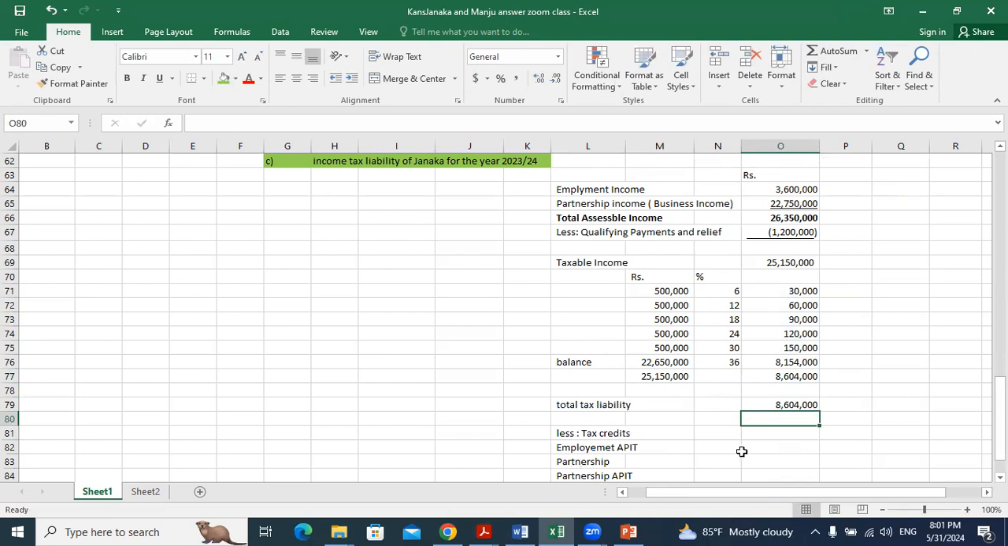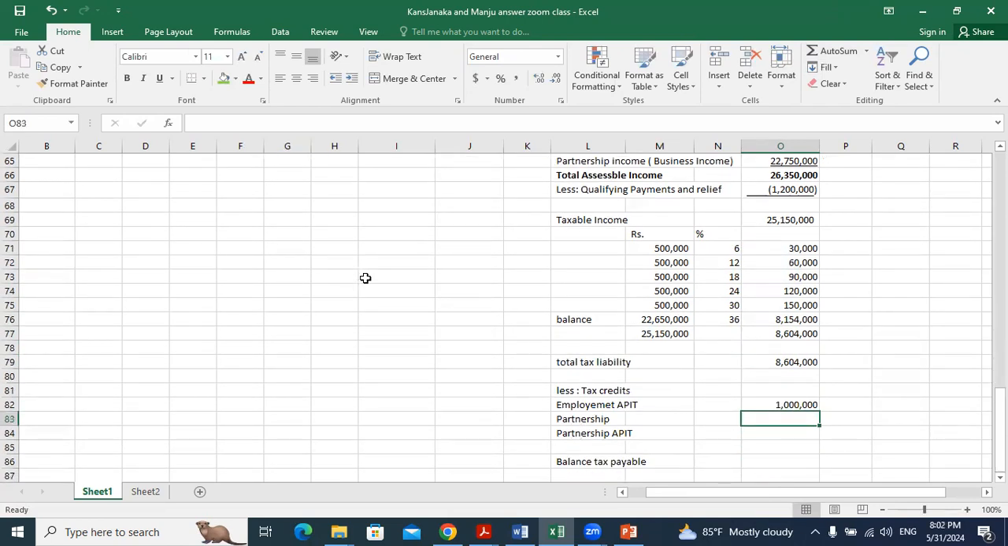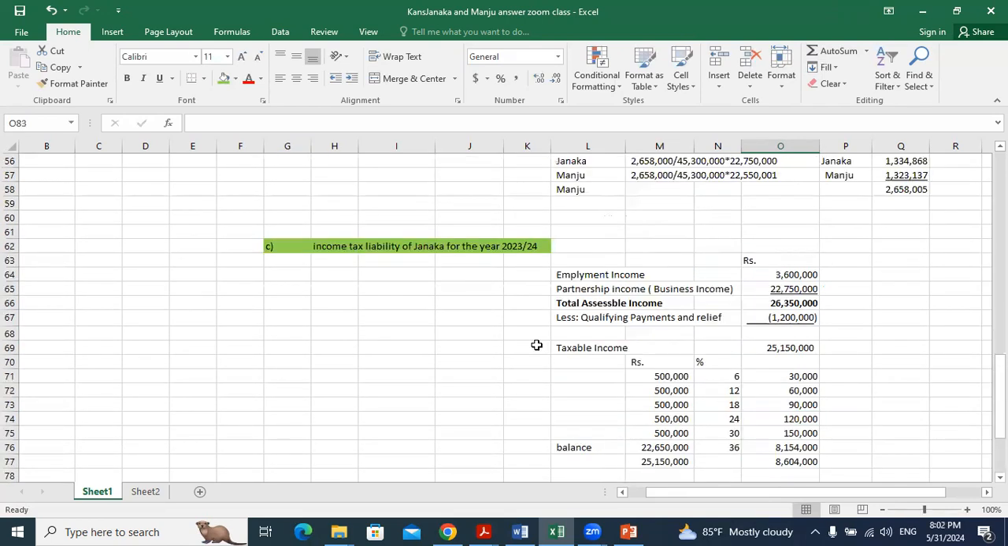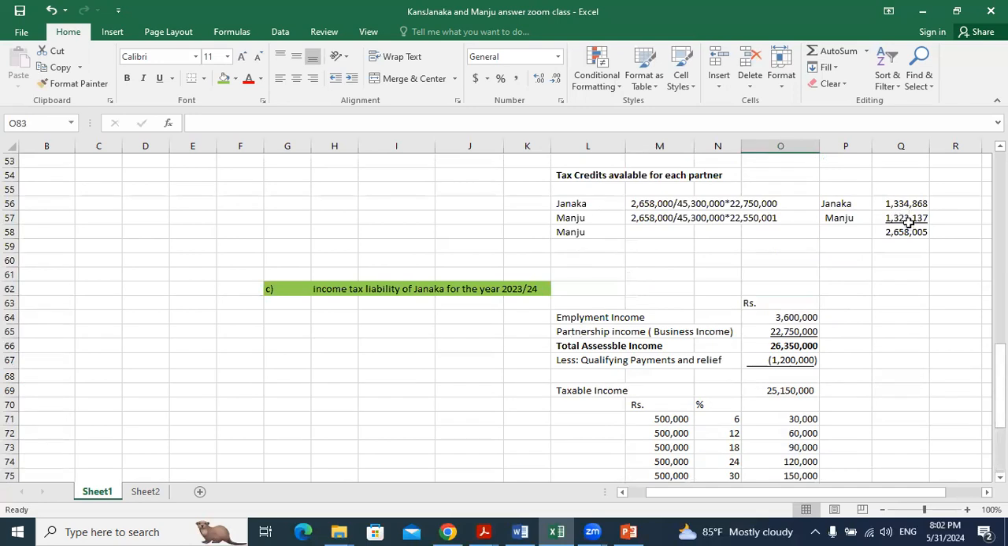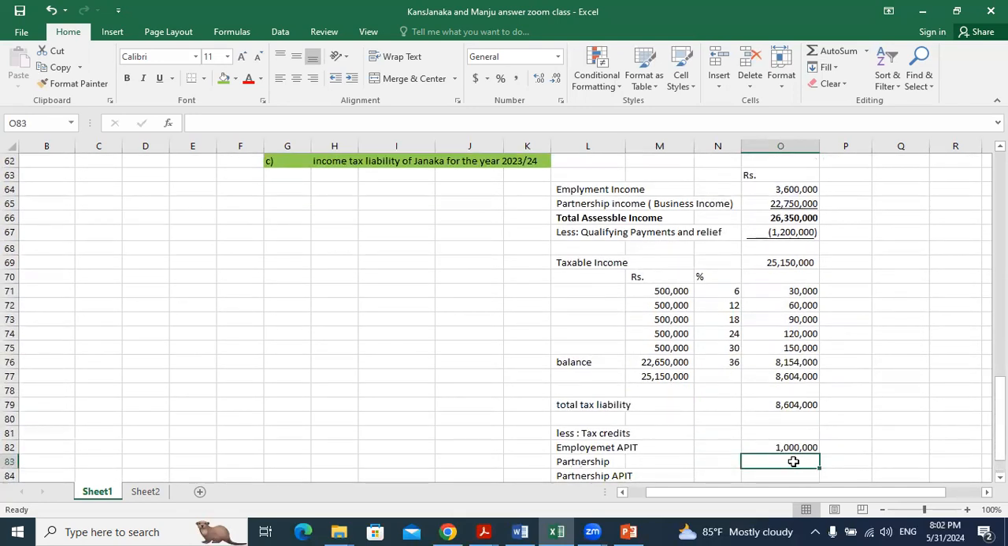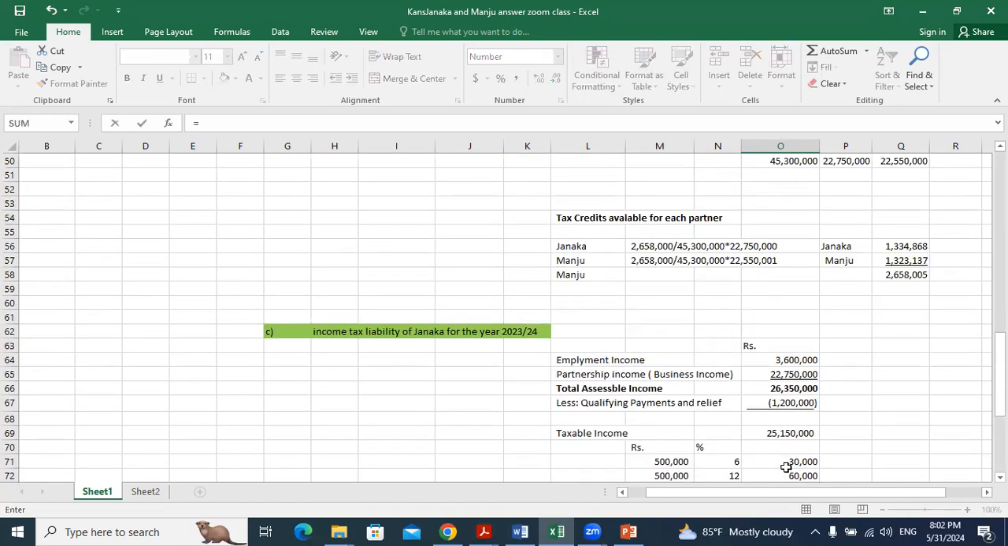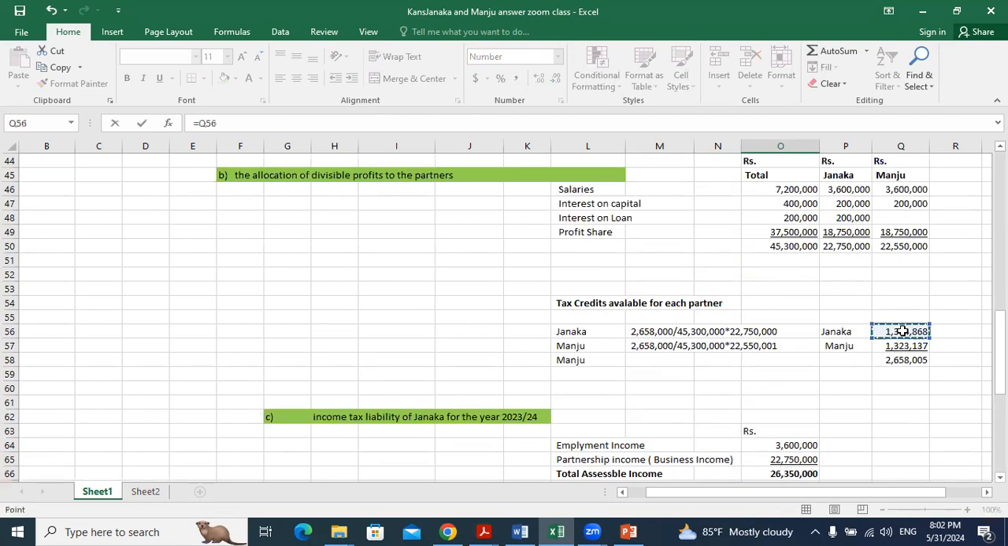Thereafter, less tax credits, employment income, that is 1 million. It was given, you can remember. One more zero is required. Thereafter, partnership. From the partnership, there was a tax credit. What is the tax credit? That is 1 million. You can remember. From the partnership, this is the tax credit.